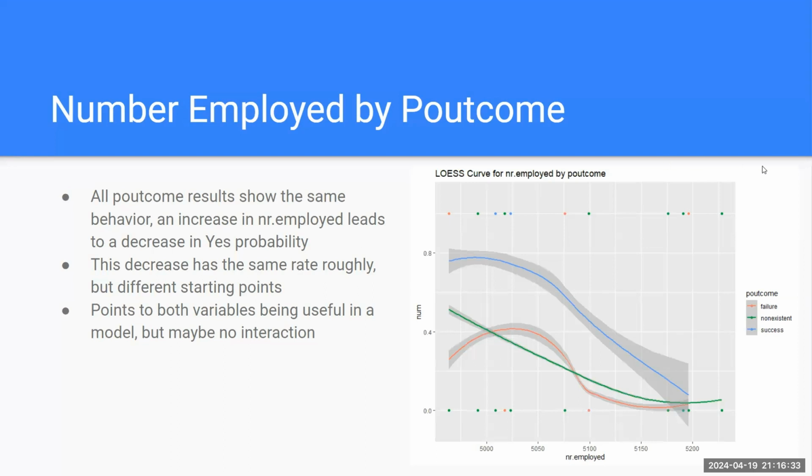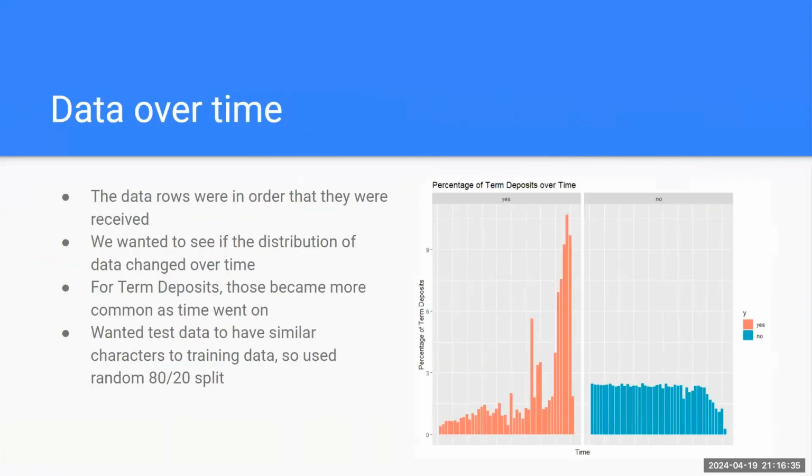Moving on to the next slide. Here we're looking at the percentage of term deposits over time. The data rows were in the order that they were received, and so we wanted to see if the distribution of the data changed over time. For the term deposits, those became more common as time went on. We also wanted the test data to have similar characteristics to the training data, so we used a random 80-20 split.